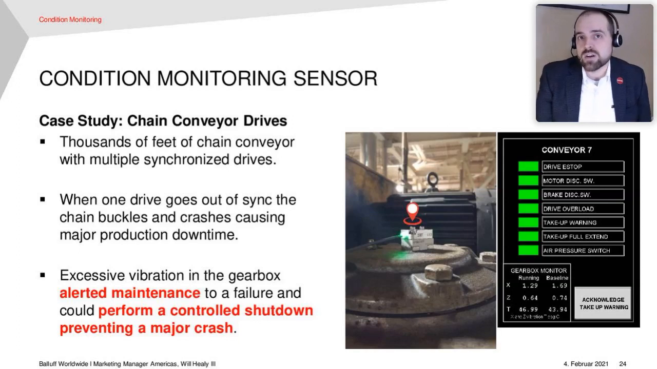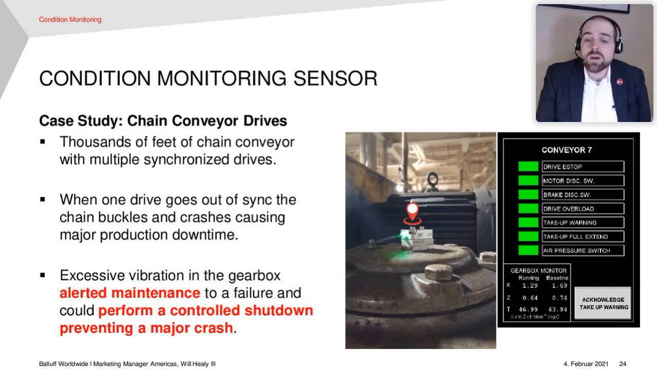This is a chain conveyor drive in an automotive tier supplier. There you have thousands of feet of chain conveyor with multiple synchronized drives. You can see the sensor there in the middle on the gearbox. They've got a bunch of drives that drive the chain and drive the belt. The problem is if one of the drives goes out of sync, the chain buckles and crashes, and this causes major production downtime. More than 10 hours. One time they said 16 hours of downtime, they could make no parts when this conveyor was down.